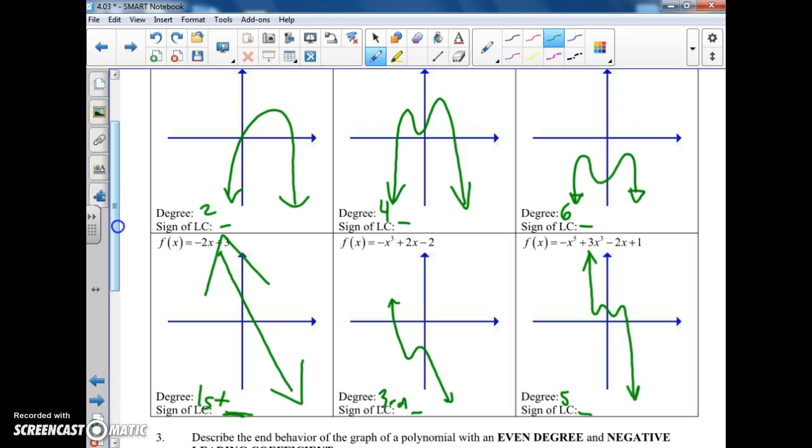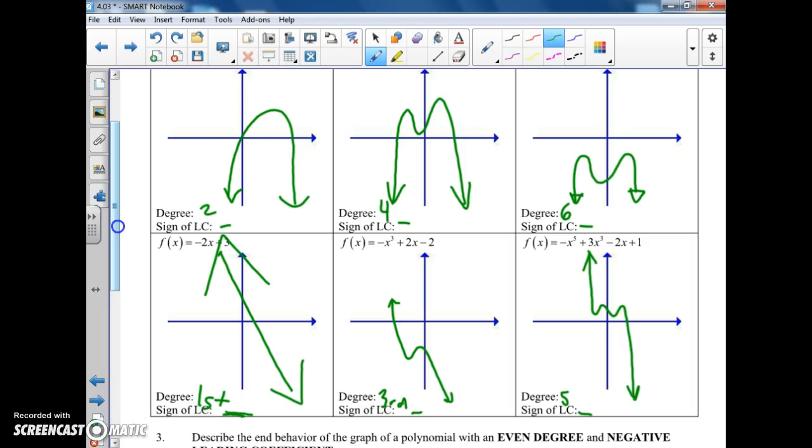All right, so is everybody good so far? Everybody agree with this so far? Okay, so here we go again. The 3 on the top are even, right? So do the 2 ends go in the same direction? Yes, they do. But the lead coefficient is negative, so instead of both of them going up, they're both going down, which once again, you learned that first semester with parabolas.